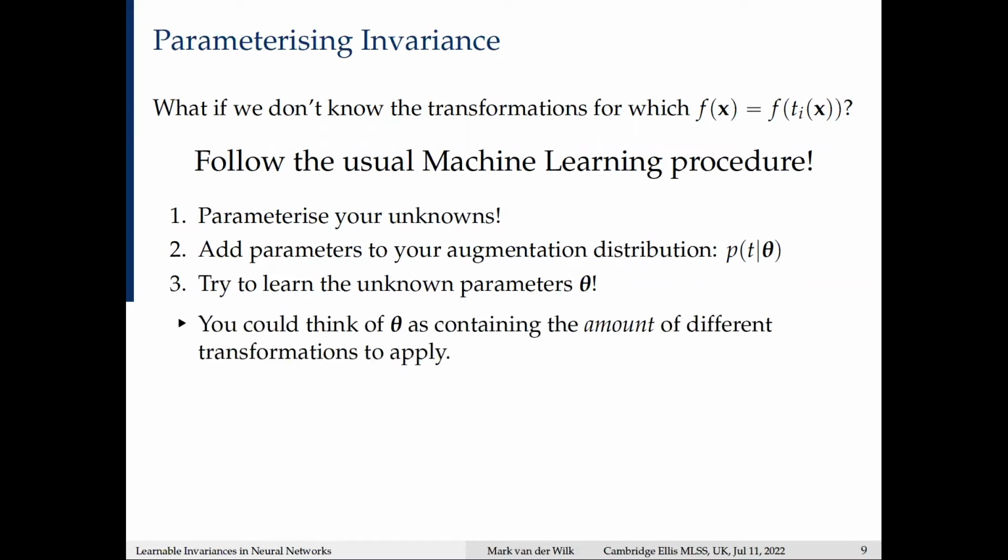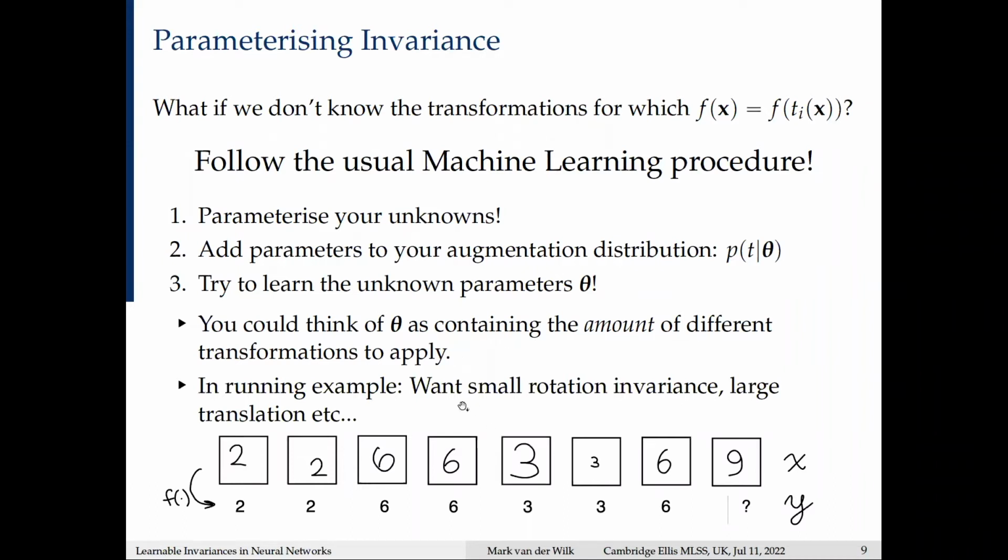So that's one way in which we could try and learn the inductive bias that we're trying to incorporate into our model. To make this concrete, we could think about these parameters theta as learning which transformations, and how much of them, to apply. For example, if our data augmentations can contain rotations or scales or translations, then this parameter theta could contain how much of each one of these transformations to apply to our data set.